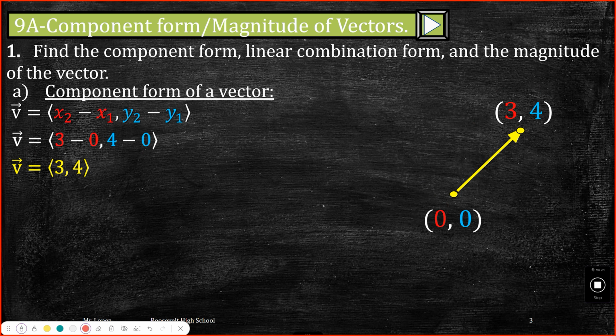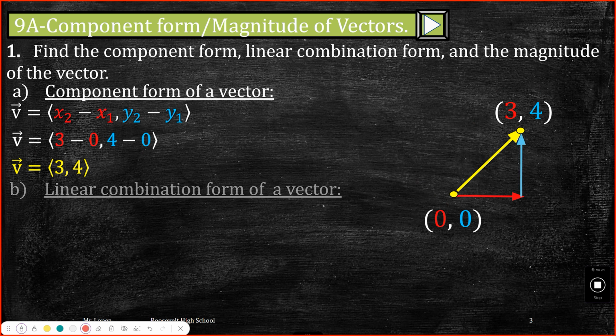The first one is the x direction, left or right. If it's positive, you're going to the right; if it's negative, you're going to the left. And 4 is up or down, and since it's positive, you're going up. So these are the components of the vector: this is the x component, and this is the y component.